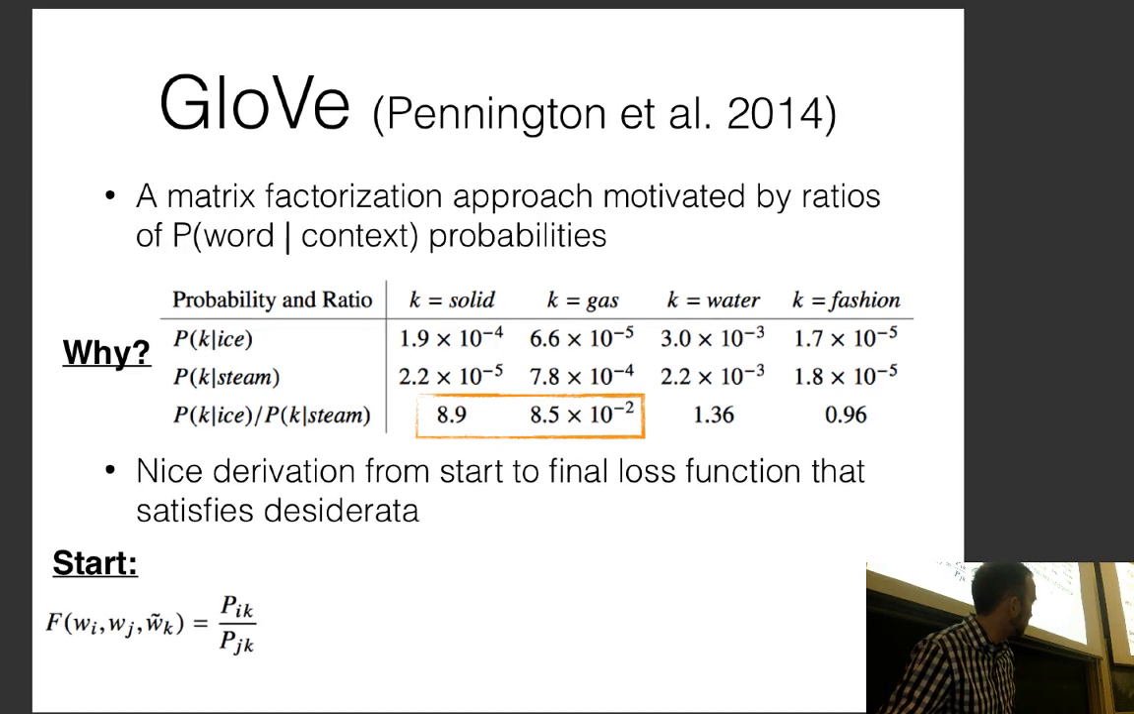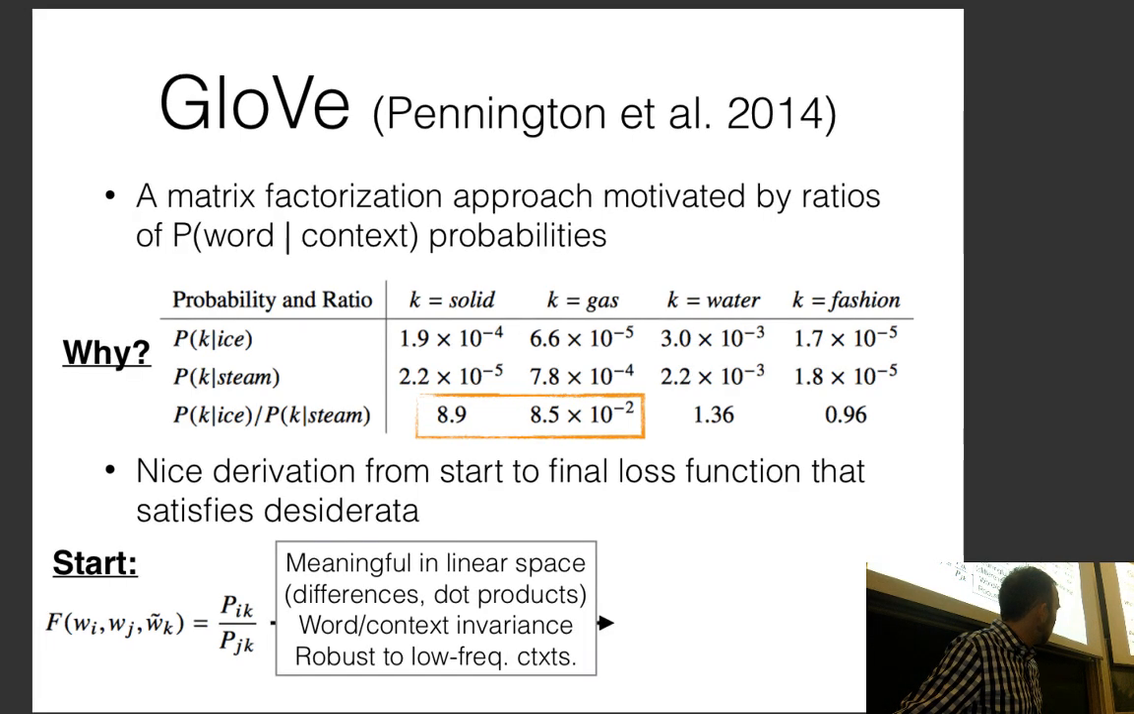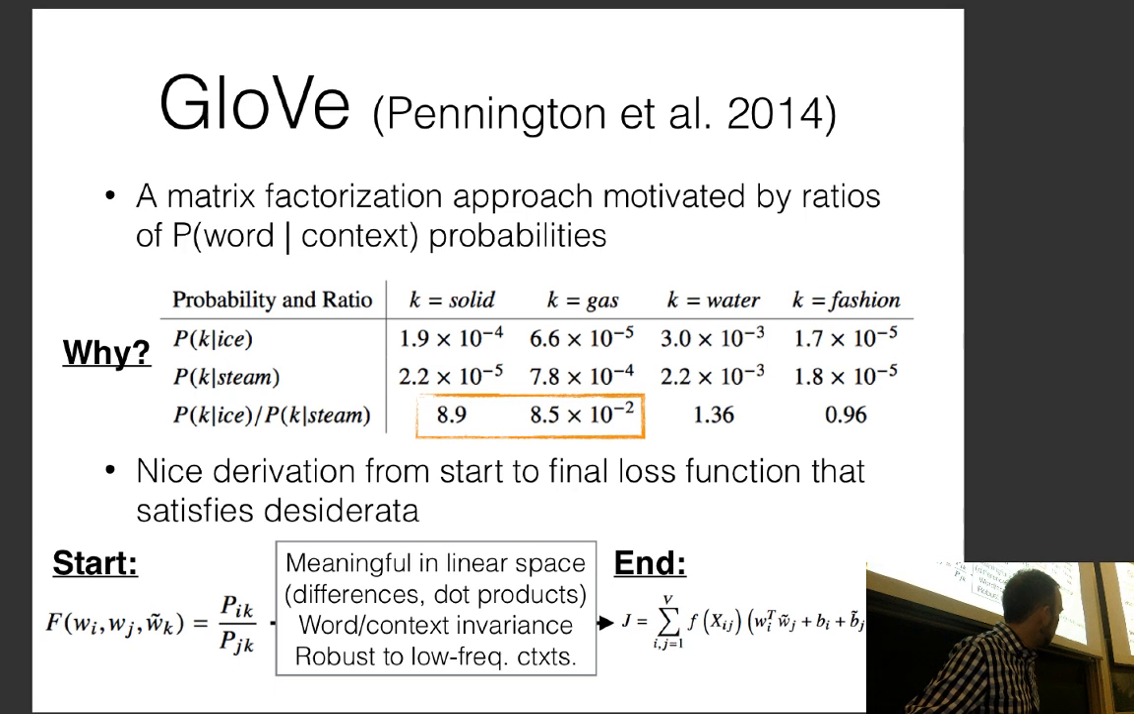They go through all these derivations from the start to a final loss function that satisfies these desiderata. They start out with a function equal to the probability of ik given jk, where you add a bunch of desiderata, like being meaningful in linear space, being able to calculate differences in dot products, and word-context invariance. So unlike word2vec, which uses different vectors for words and context words, GloVe uses the same vector for both. Also being robust to low frequency contexts, they are able to come up with this expression where it's wi transpose times wj, et cetera.